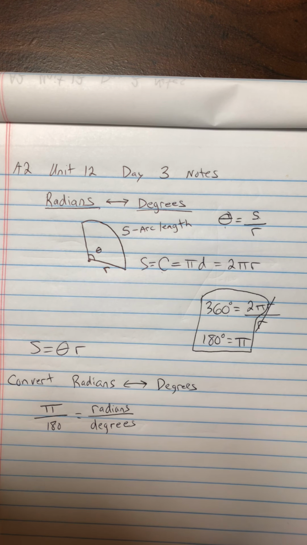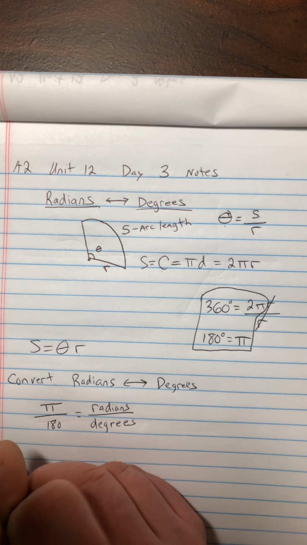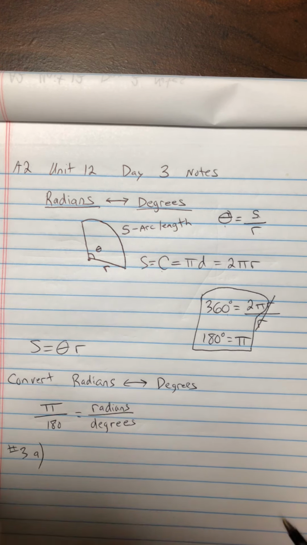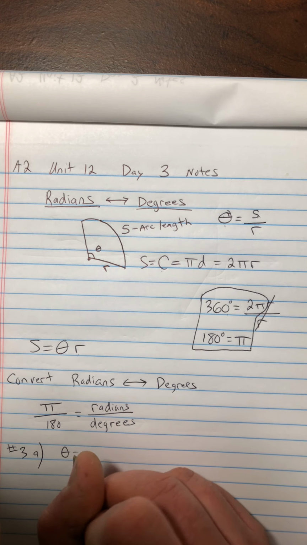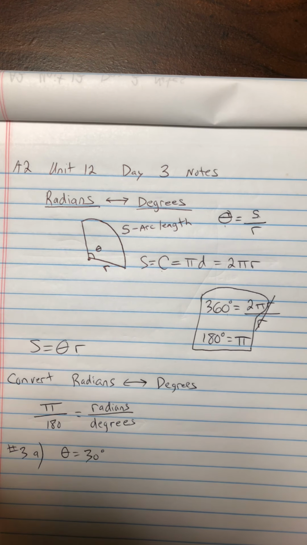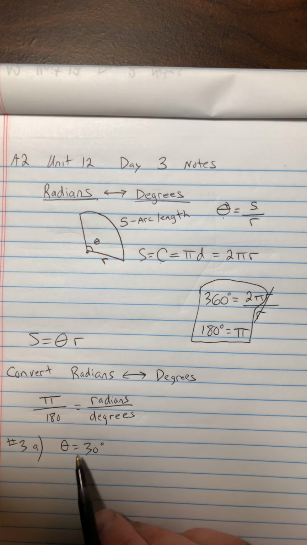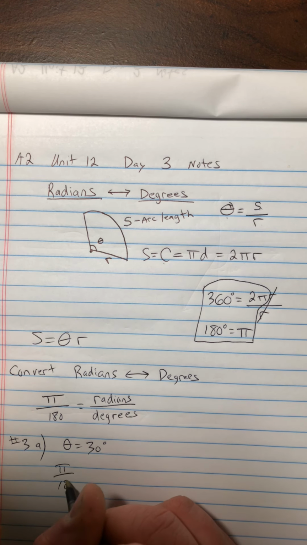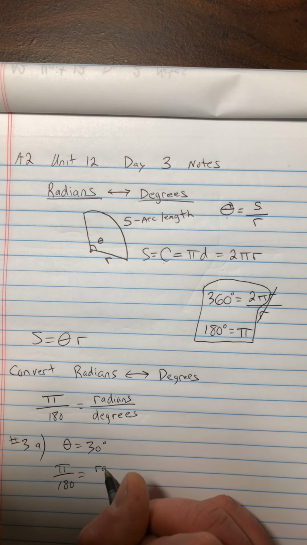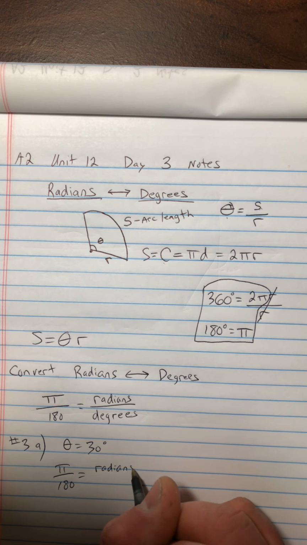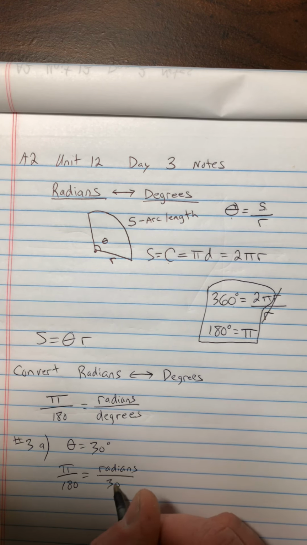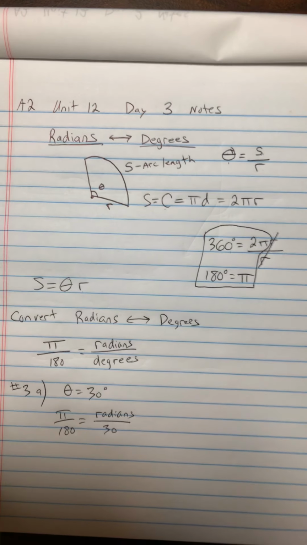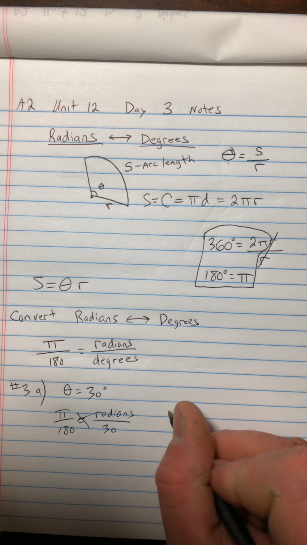A couple examples, if you're looking at the notes, like number 3A, says your theta is 30 degrees. What is that in radians? Well, I'll just plug it in. 30 degrees, so I know pi is to 180, radians, I don't know, we call it x if you want, is to 30. Easy, how do you solve a proportion? I would cross multiply.